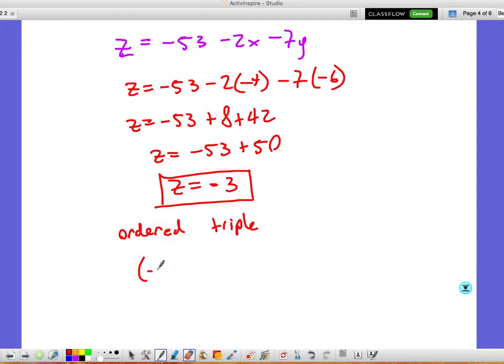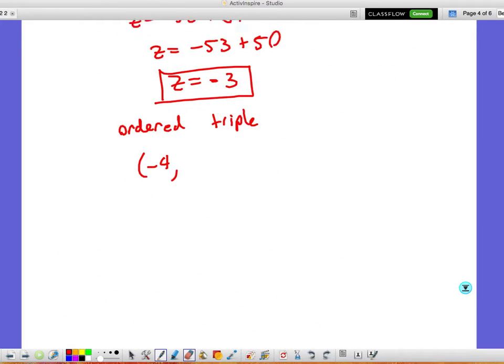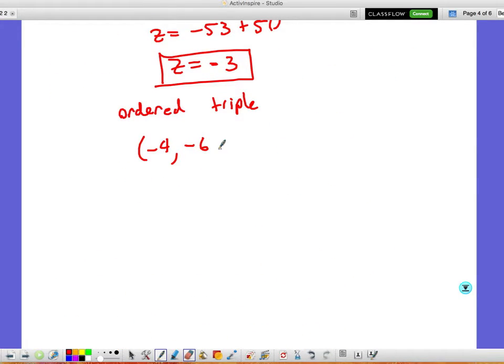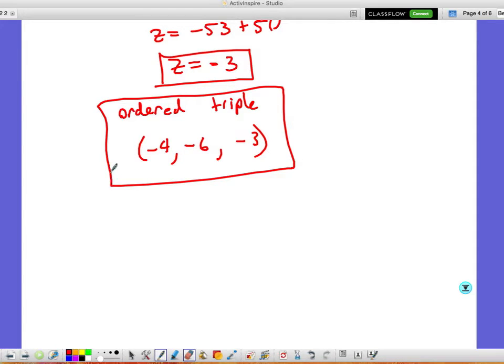So x was negative 4, y was negative 6, and z was negative 3. So that is my ordered triple. This is how I write the final solution, where negative 4 is x, negative 6 is y, and z is negative 3. So that is substitution right there. This is it.